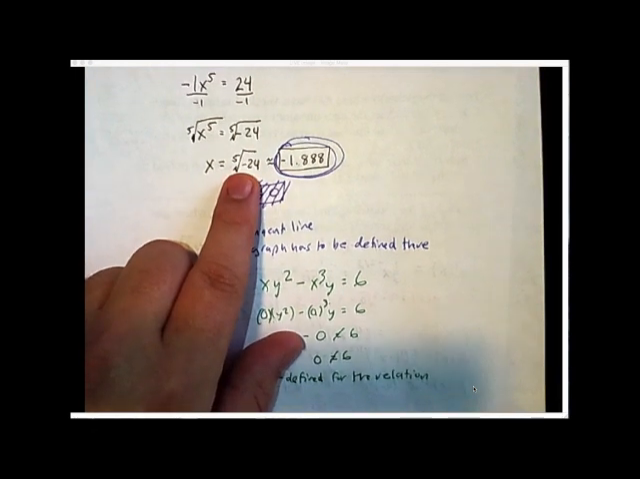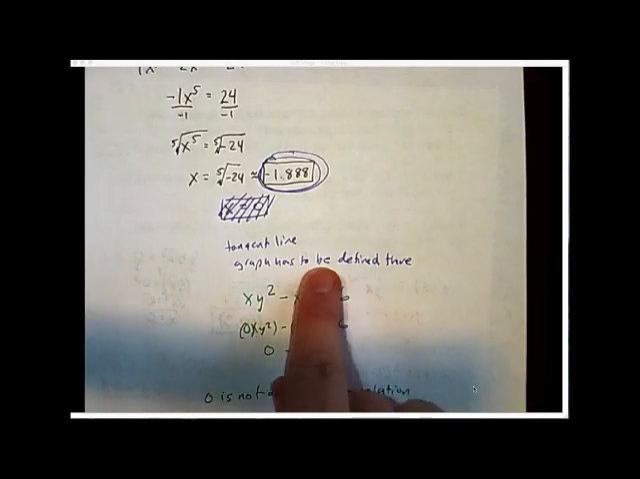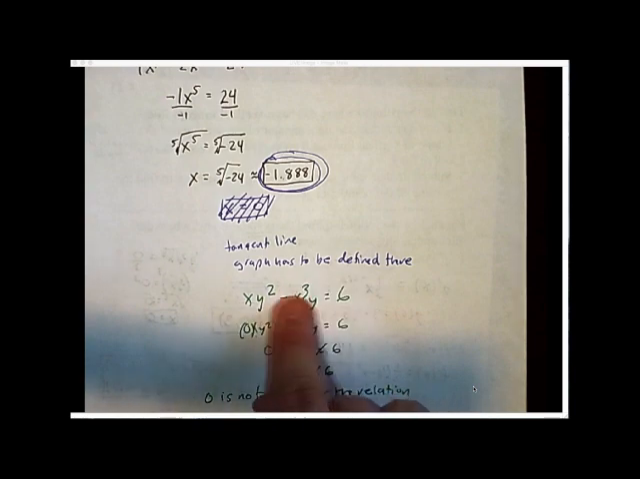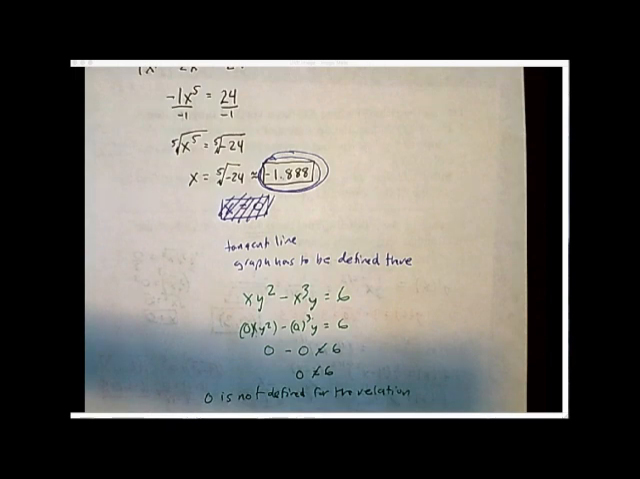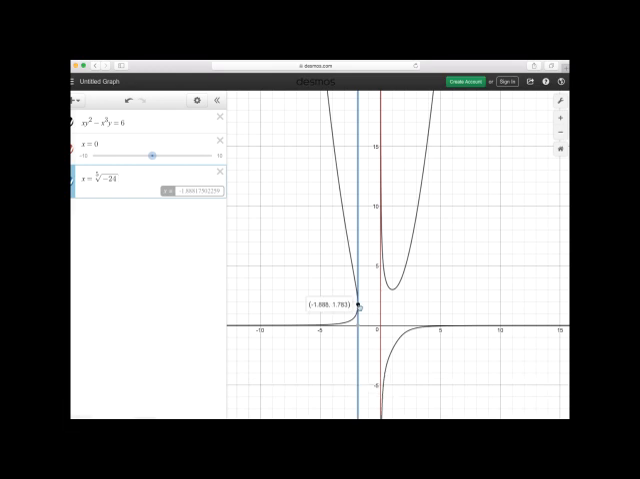If I plug in this number into the function right here, if I put those in for x, I can figure out what the y value of that point is. So if I plug this x value back into the relation, then I would get a y value out. So the function does have to be defined there for it to have a vertical tangent line. So x equals 0, this one right here in red, that's actually not a vertical tangent line. This is the only vertical tangent line at negative 1.888. Sorry about that.